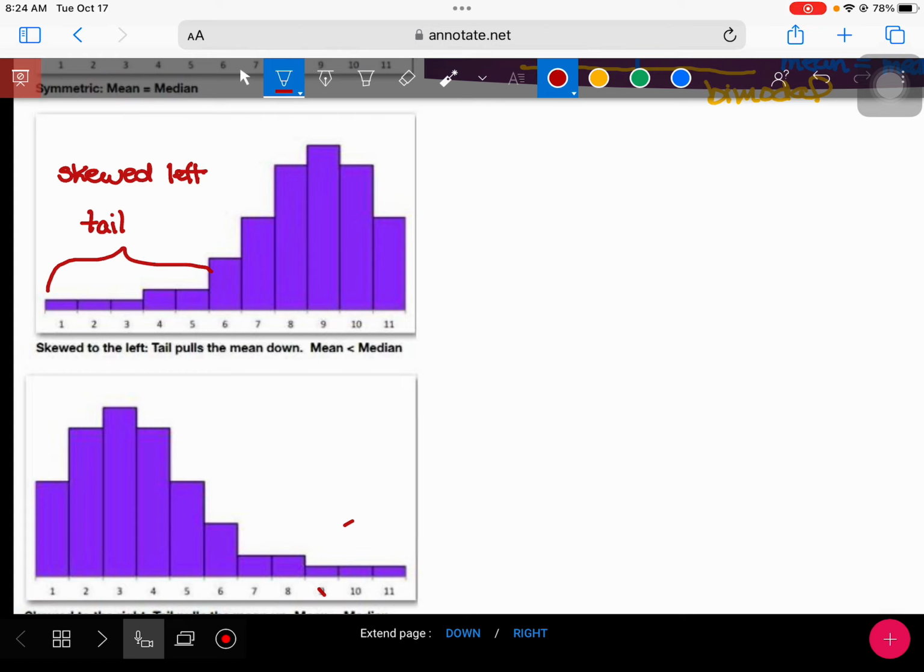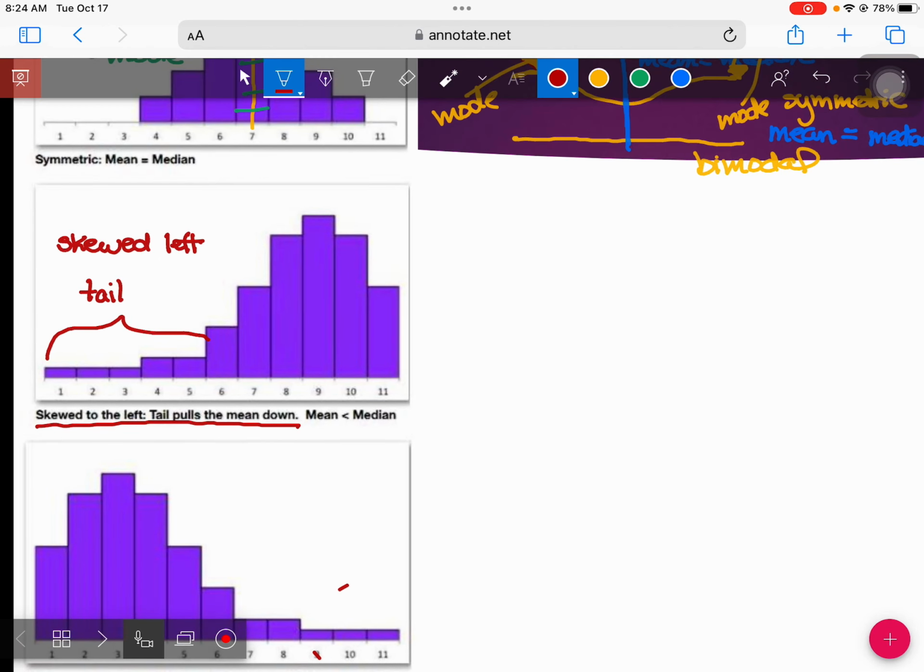Okay? If it is skewed left, the tail pulls the mean down. So if we were to try to guess where the mean and the median are, the mean is going to be following and is distracted by the tail. They follow the tail. So the mean maybe is right here. And that's an approximation. I don't know exactly what the mean is right here. But it is definitely, in this case, less than the median.